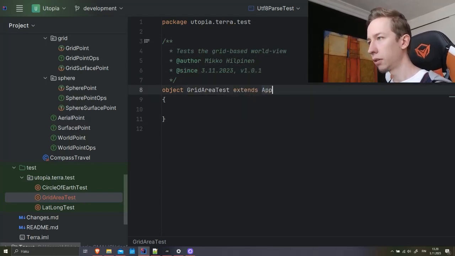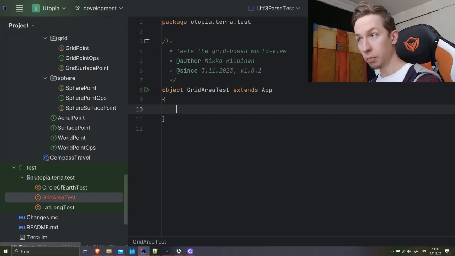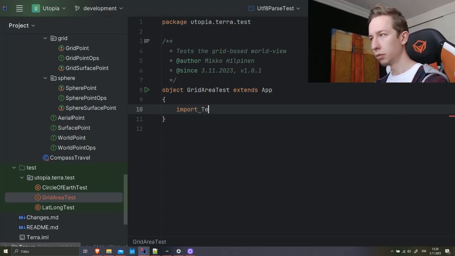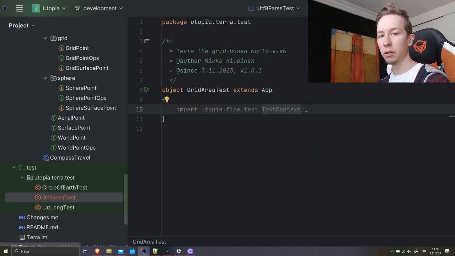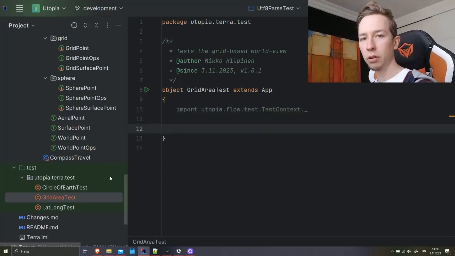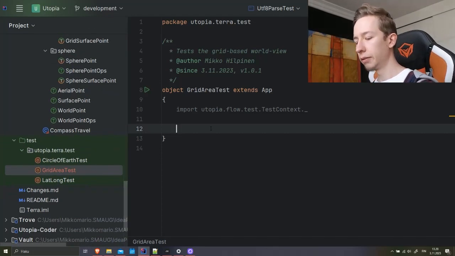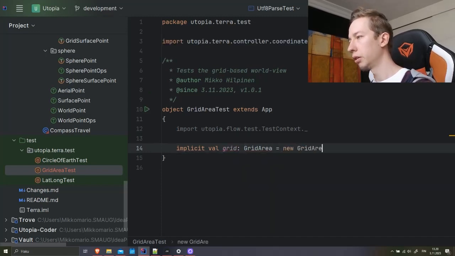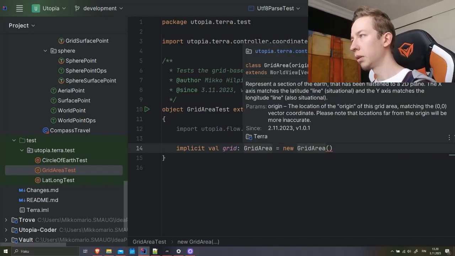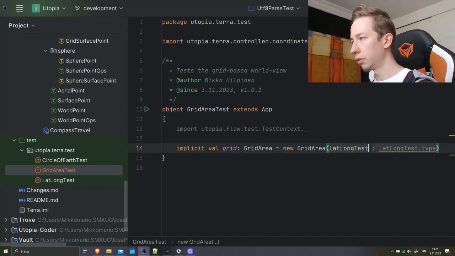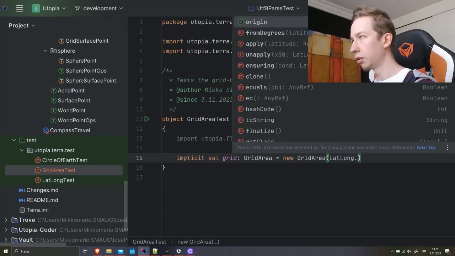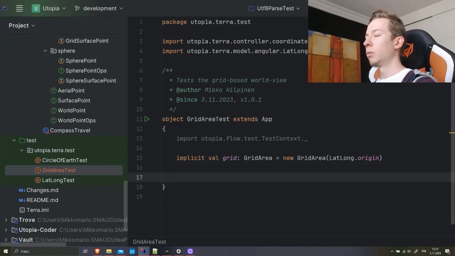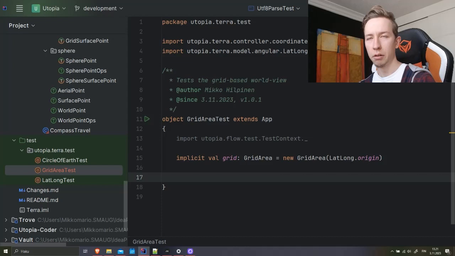Okay, 0.0.1. Now, I wonder if we have a test context available. Context. Yeah. From here we get all sorts of execution context and other global constants. Then obviously we first need the grid. So let's do that first. Implicit grid. Grid area equals new area. Let's just define the origin as the 0, 0 latitude longitude coordinates, which matches Greenwich, England, and at the equator.